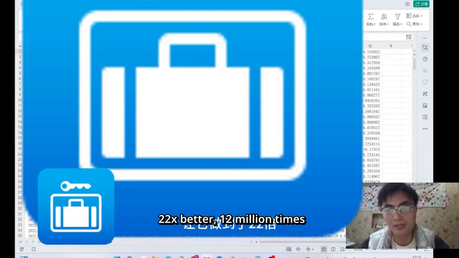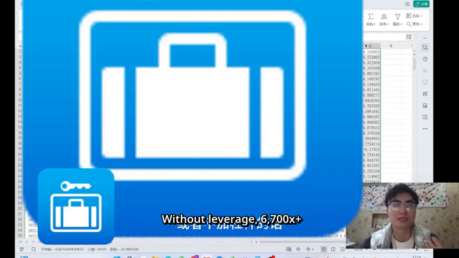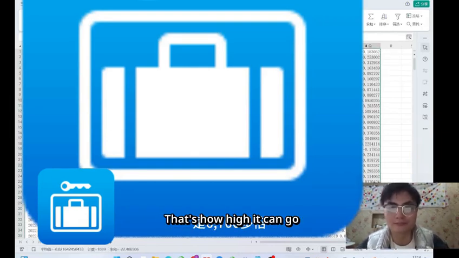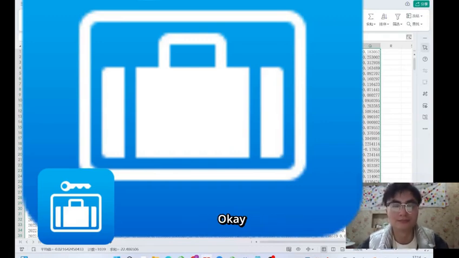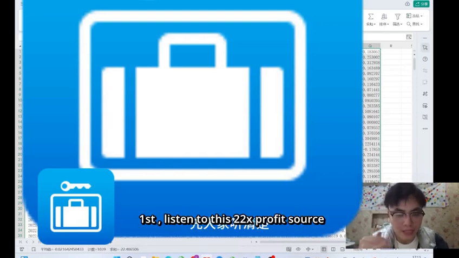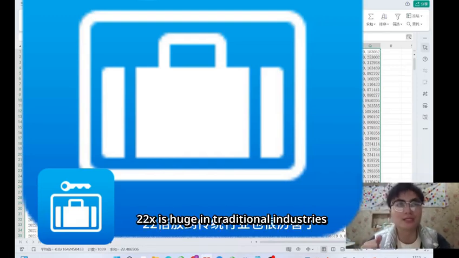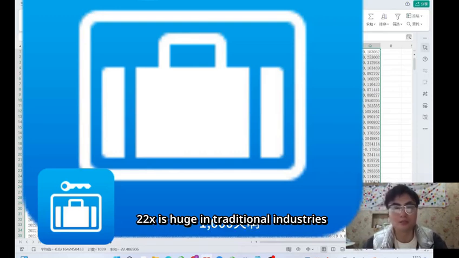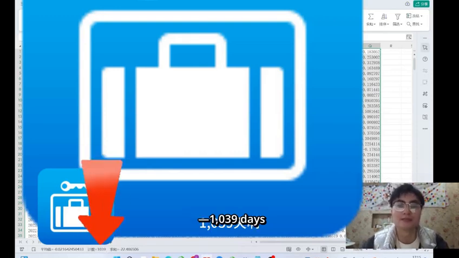22x better, 12 million times. Without leverage, 6,700x plus. That's how high it can go. Okay, I'll explain how to optimize this in a bit. First, listen to this 22x profit source. 22x is huge in traditional industries, over 1,039 days.